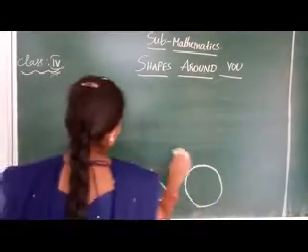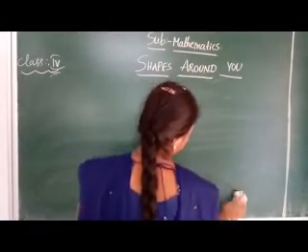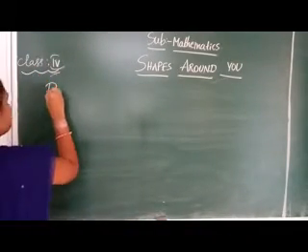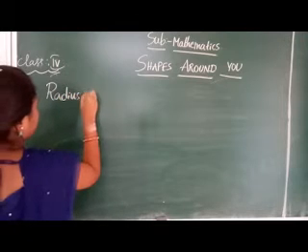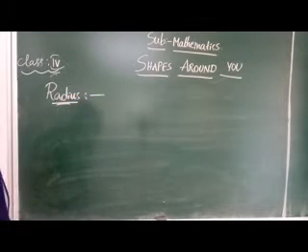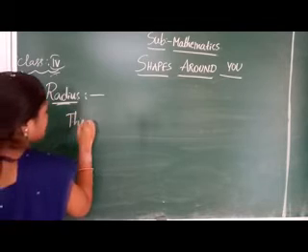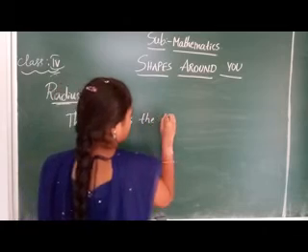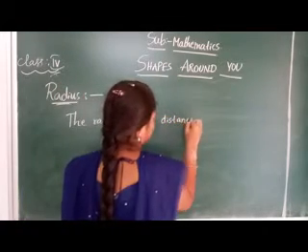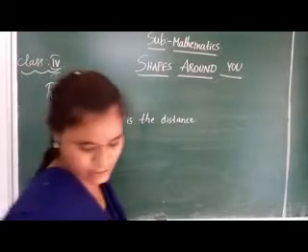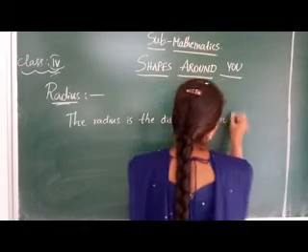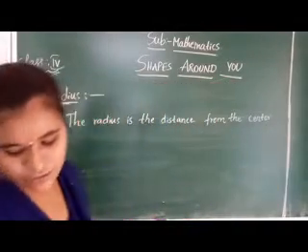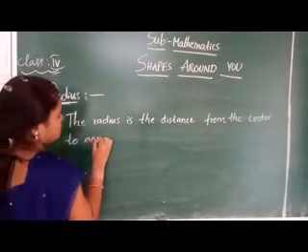Next, radius of a circle. See, radius. Radius means the radius is the distance from the center to any point on the circle.